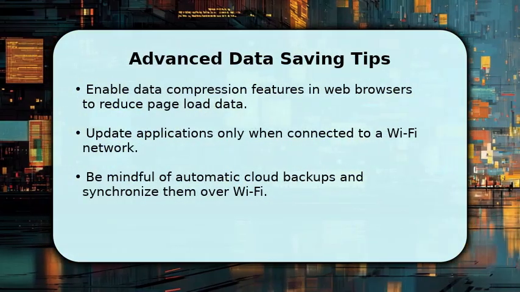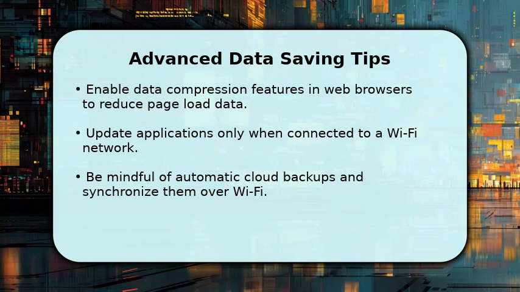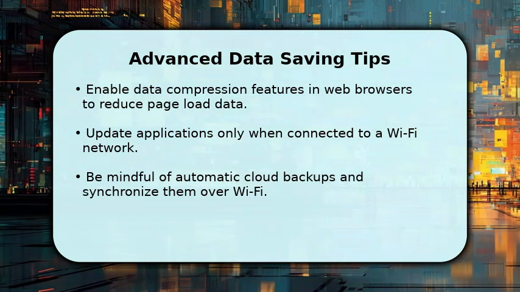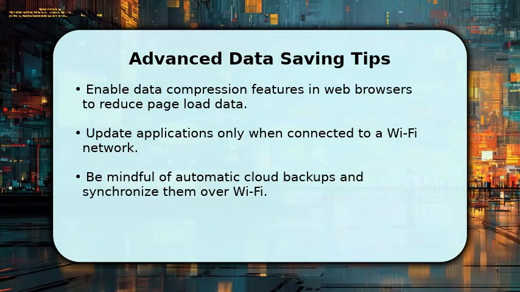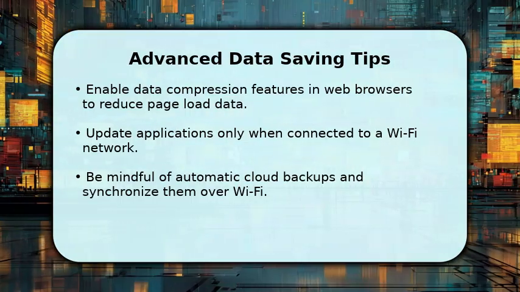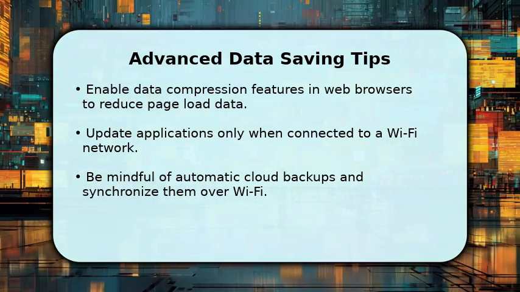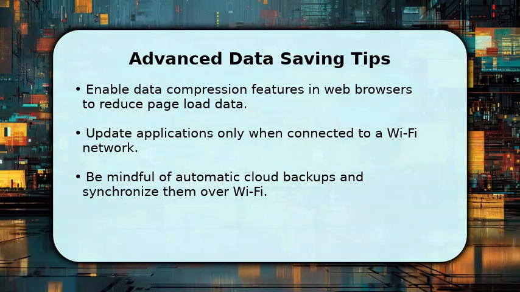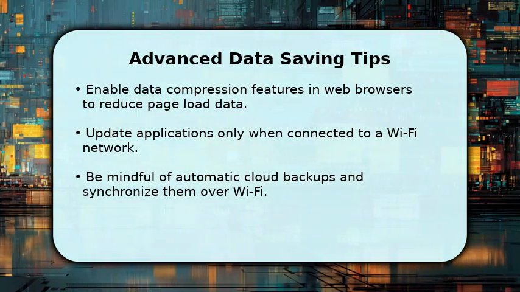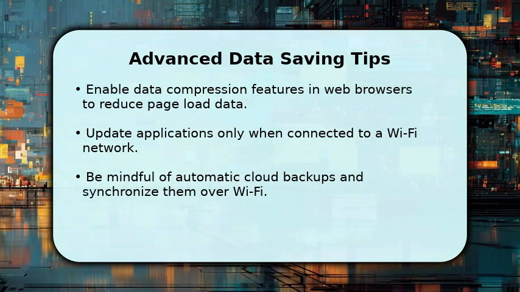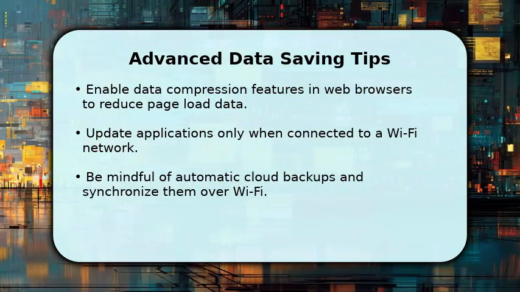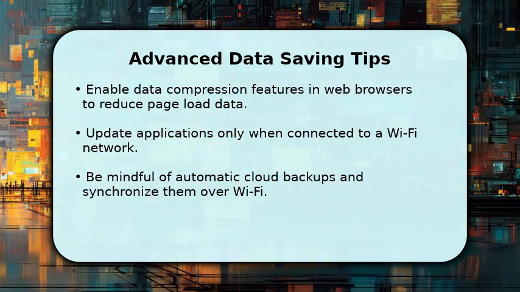For advanced data saving, enable data compression in your web browser, like Chrome's Light Mode, which can reduce data usage by up to 60%. Always ensure your phone is set to update applications only over Wi-Fi, preventing unexpected data spikes. Also, configure cloud backup services, such as Google Photos or iCloud, to synchronize only when connected to a wireless network. Regularly review your mobile plan. If you consistently use less than 5 gigabytes, a smaller plan might save you money.